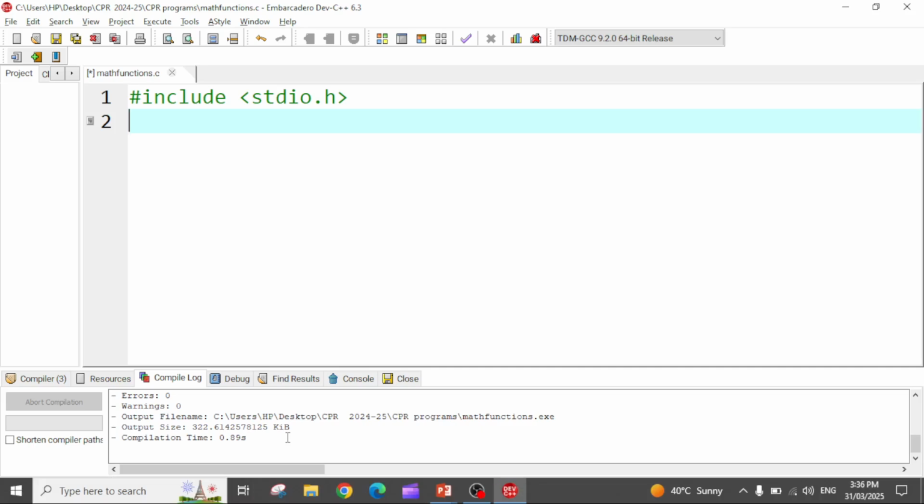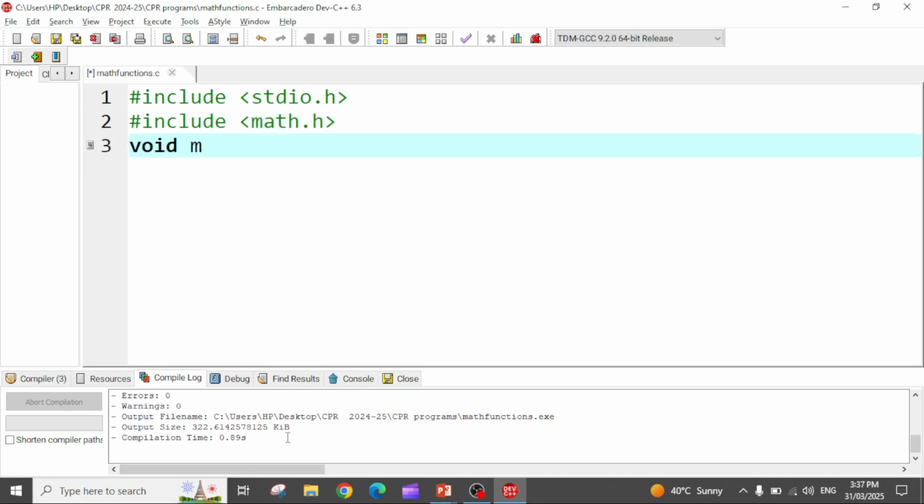Here, as usual, the first statement is inclusion of header file stdio.h. The next thing I have to do is to include one more header file, math.h, and the purpose of including it is that I have to perform mathematical operations by using standard library functions, and those standard library functions are part of this header file. That's why, to use those functions in my program, I have to include the math.h file. It is followed by writing the void main function, and the body of main will be written here.